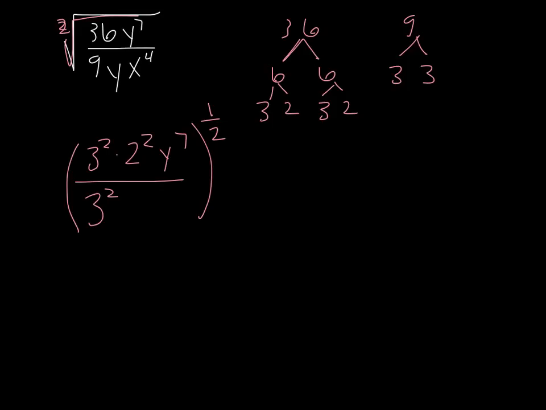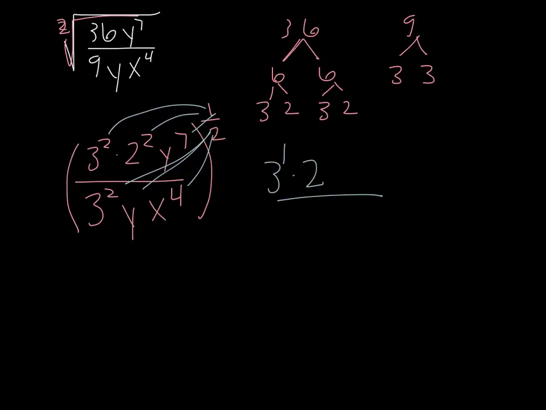So now I have a power to a power, and what I have to do when I have a power to a power, I have to multiply the exponents. So I'm going to multiply all my exponents on the inside. So what I have here is 3 to the first times 2 to the first times y to the 7/2 times 3 to the first times y to the 1/2 times x squared.